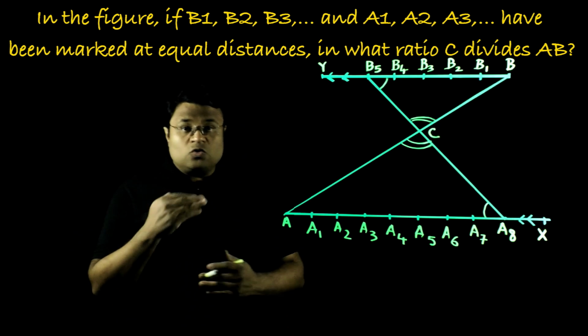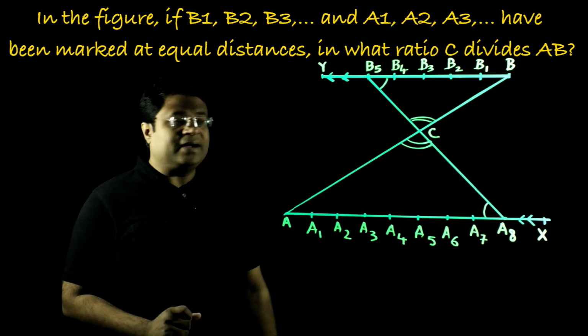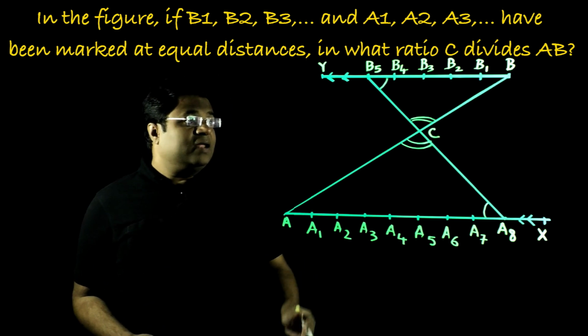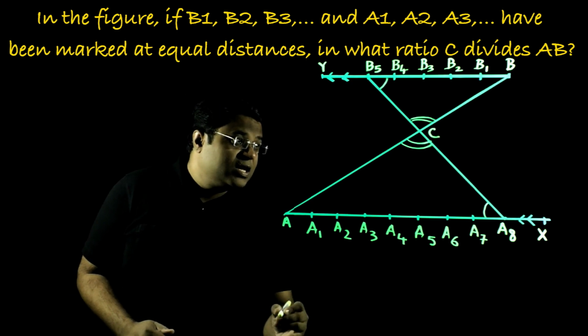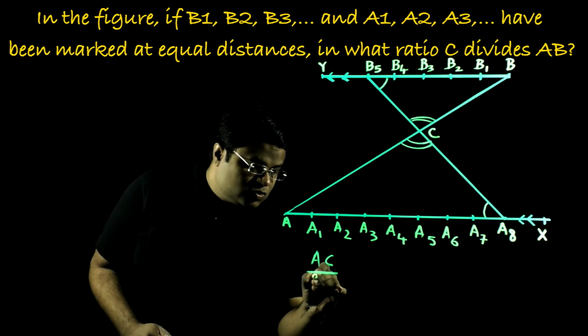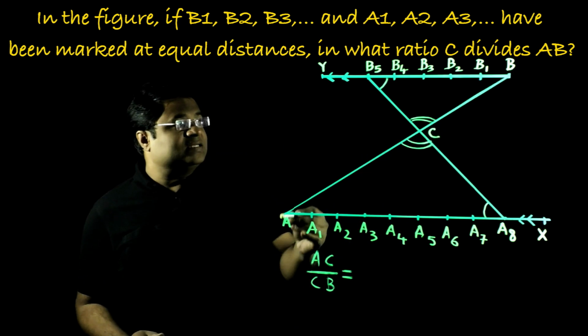I would also say that you have to do almost 32 1-markers in part A of the paper, so you must answer in short. So we don't have to prove all the similarity here. They are similar by AA condition. Now we want in what ratio C divides AB. That means we want AC is to CB. In what ratio C divides AB?